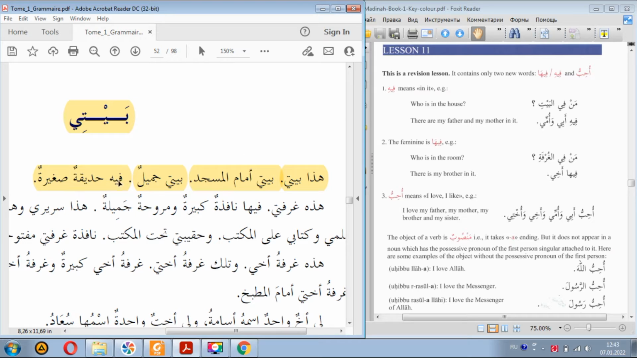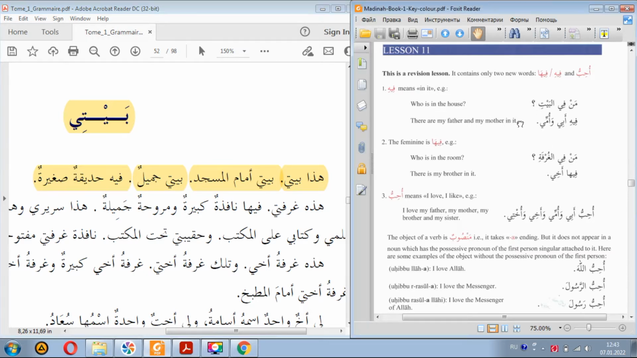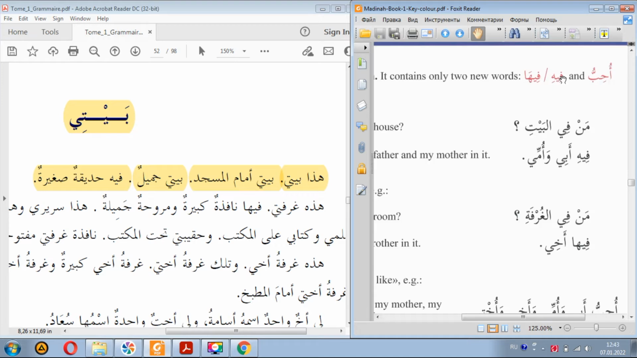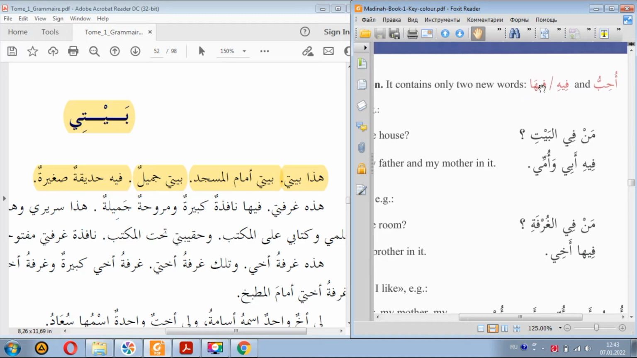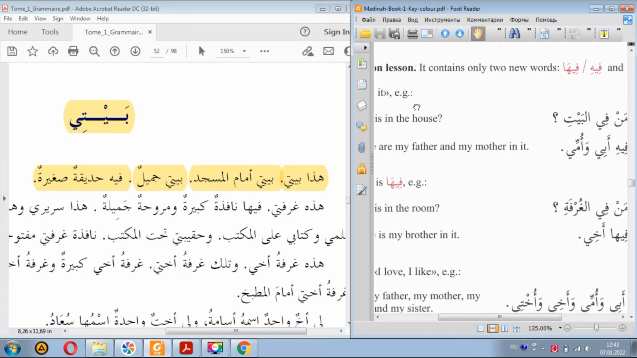Well, فيه, that's a new word. فيه, it means in it. And I want you to pay attention to this difference. Here it says فيه and here it says فيها. Why is it so? They both mean the same. In it. In it.